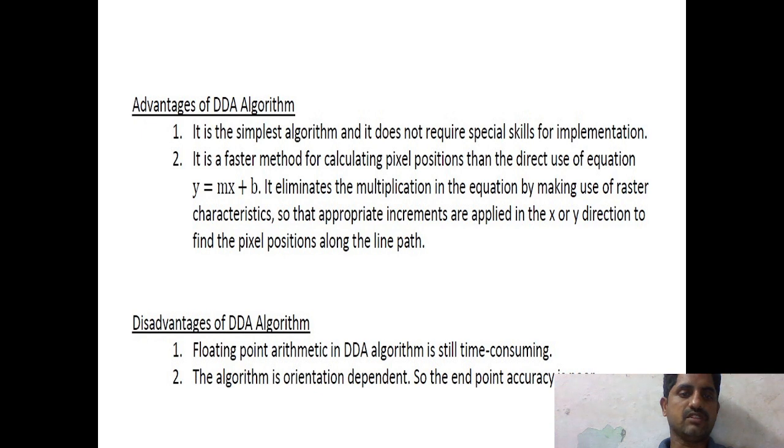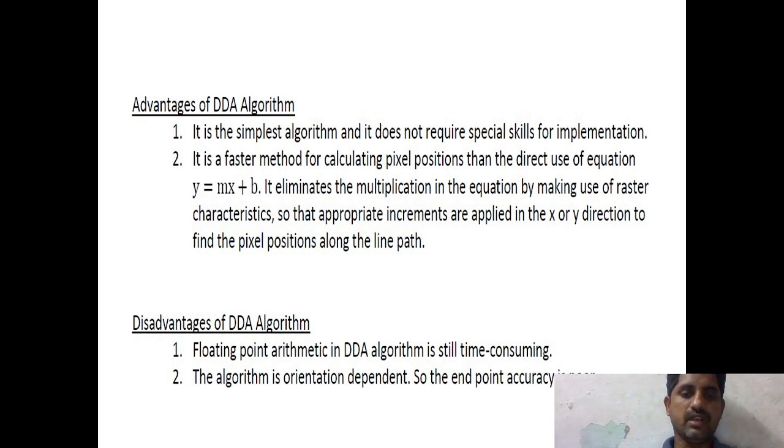It is a faster method for tracking the pixel position than the direct use of the equation y equal to mx plus b. It eliminates the multiplication in the equation by making use of raster characteristics, so that appropriate increments are applied in the x or y direction to find pixel positions along the line path. So what are the disadvantages?